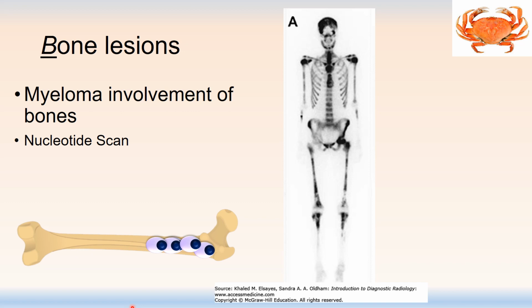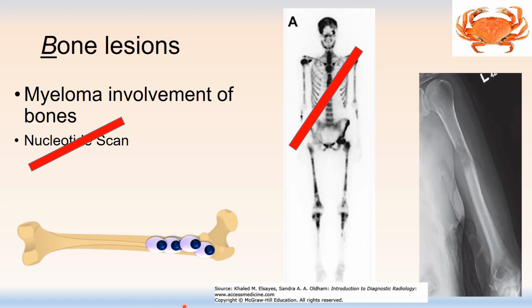The reason why bone nucleotide scans work so well is because when cancer involves bones, it typically elicits a reaction. But this doesn't work in myeloma because in myeloma, you get a purely lytic lesion. Myeloma essentially dissolves bone. There's no reaction, so a nucleotide scan would not be positive.